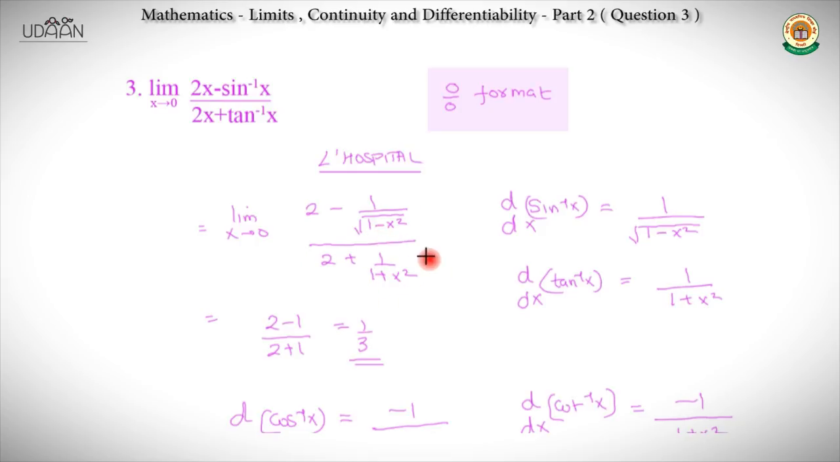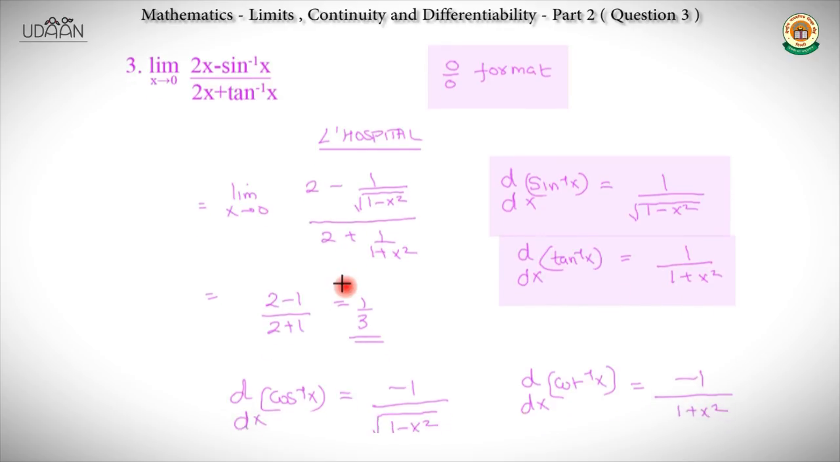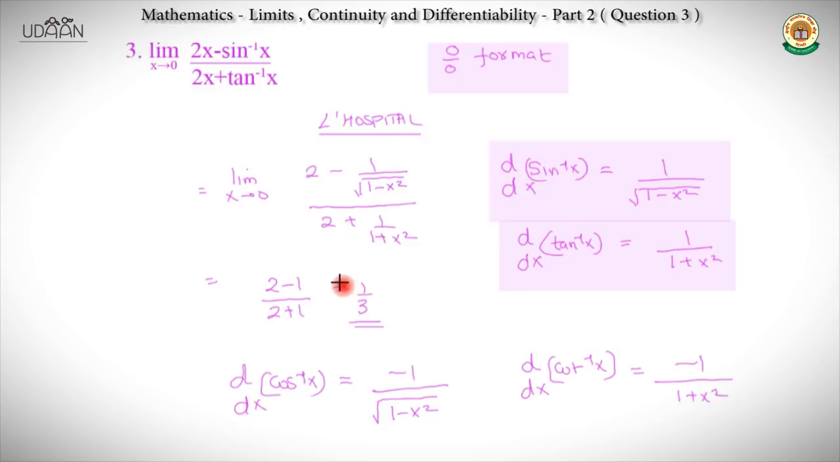So basically we differentiated both the numerator and the denominator according to the L'Hospital rule, right? Exactly. And these are the differentiations of sine inverse x and tan inverse x with respect to x, which we must remember. Now when we apply limit x tends to 0, it is not a 0 by 0 format anymore and we get 1 by 3. We know that this is our answer.